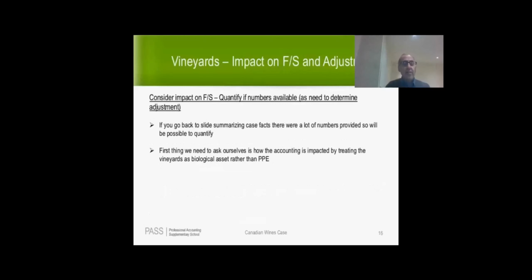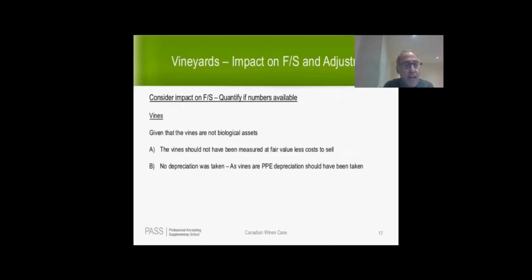So if we go back to the slide summarizing the case facts, you noticed that there were a lot of numbers provided, right? Remember that slide? I gave you a lot of numbers. Those numbers in that slide were taken directly from the case. Those numbers came directly off the first page of Appendix 2, the third page of the case. So at the end of the day, the first thing we need to do is ask ourselves how the accounting is impacted by treating the vineyards as a biological asset rather than PPE. So let's take a look, guys.